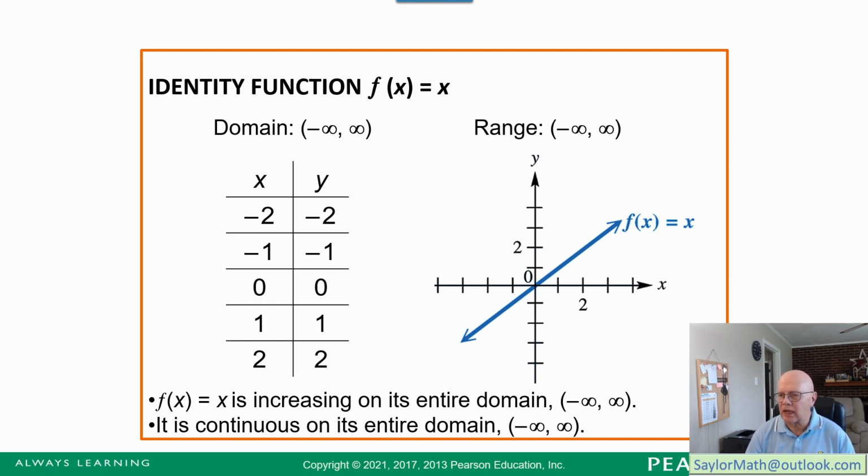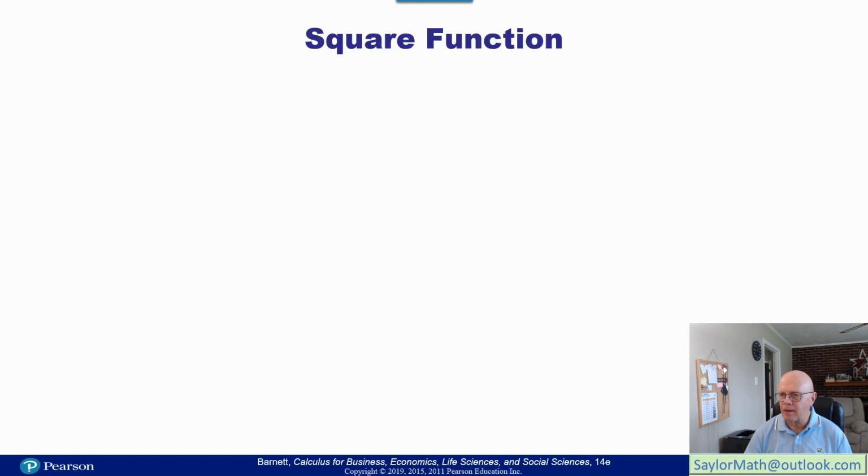So here's what it looks like. Domain and range are all real numbers. Sometimes I describe it like this with this fancy R. Notice it's increasing everywhere for this one. As you go from left to right, it's going up. And it's continuous because you can draw this without lifting your pen.